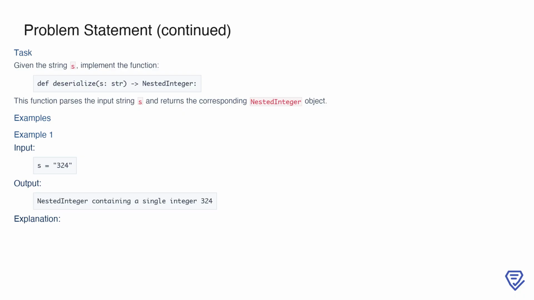For example, if the input string is 324, the function will return a NestedInteger object holding the integer value 324. This is a straightforward case because the input represents a single integer, so the NestedInteger object does not need to handle any nested lists in this scenario.